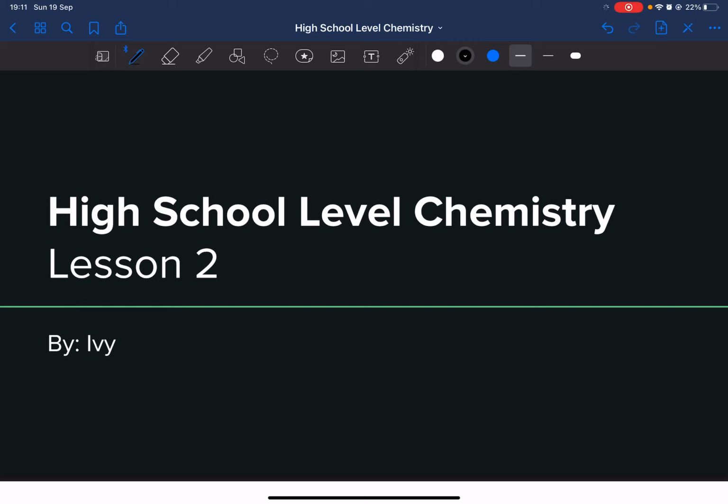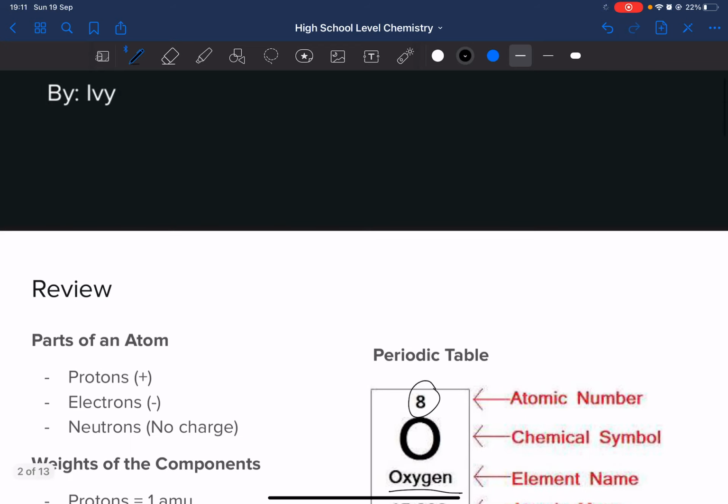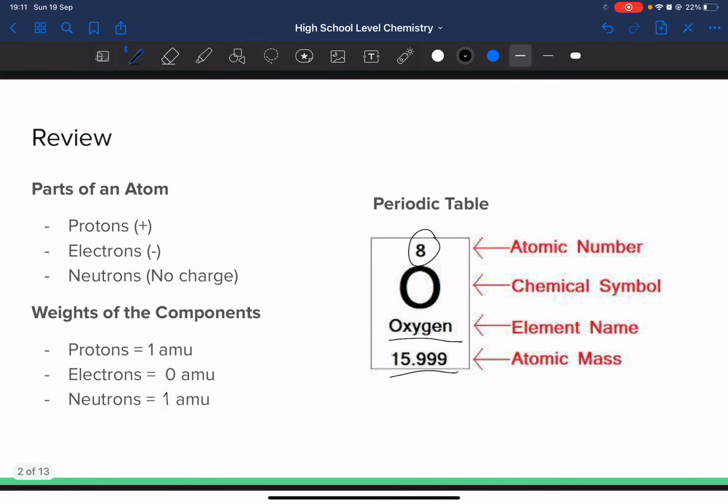Today we're going to be learning about isotopes and also reviewing some of the topics that we previously learned last lesson. So we're going to start with the review first. An atom consists of protons, electrons, and neutrons. Protons have a positive charge, electrons have a negative charge, and neutrons are neutral or they have no charge. The weight of the components: protons and neutrons are 1 AMU and electrons are 0 AMU.